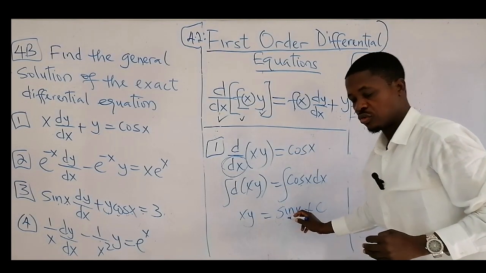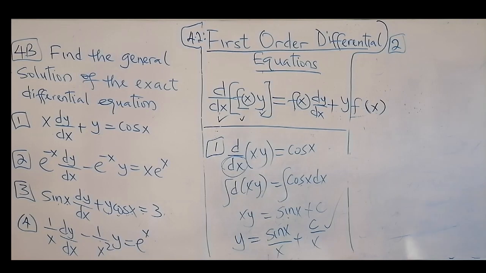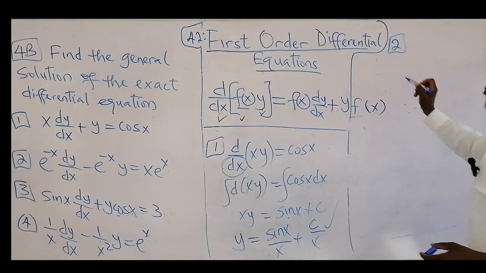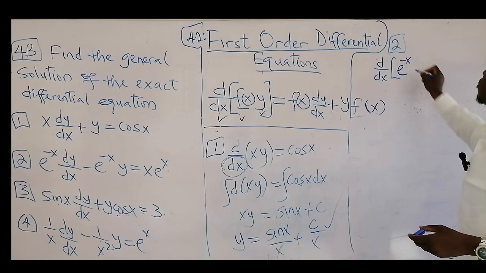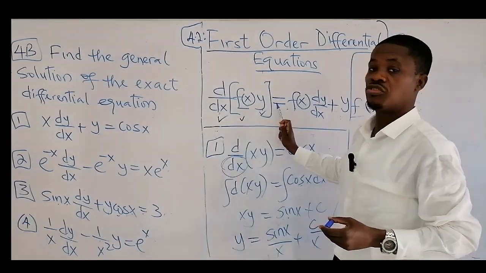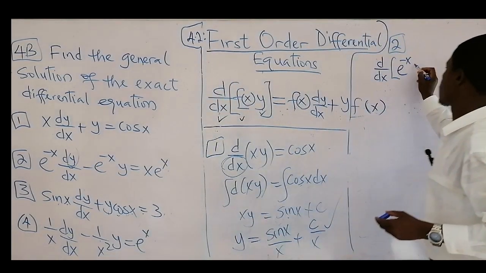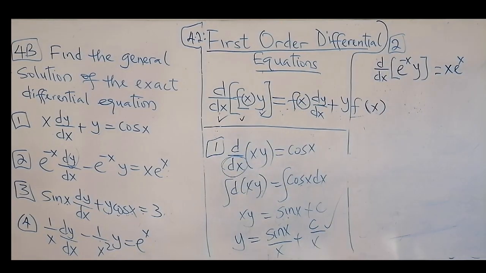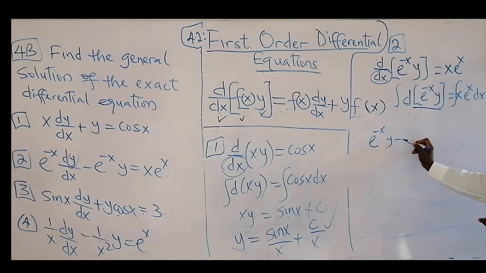On the final note for this solution, you make y the subject, and then you have this. So question 2, we have this, which is equal to d/dx of a product, which is the exponential, the first one, which is your f of x according to the standard rule, times the second function, y, equal to this. So the next thing to do is remove this one from here. If you do that, you have d of the function equal to this one dx. The integral of d of a function will give you that function equal to this one.